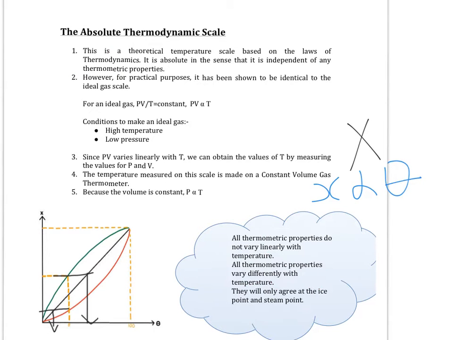Now, we are going to make use of the ideal gas equation, PV is proportional to T, because this relationship is supposed to be true, which is supposed to yield a straight line. But the gas that we must use is an ideal gas. So how do we make an ideal gas? Now, what we have is a real gas, but what we need is an ideal gas. So how do we make the real gas behave like an ideal gas?